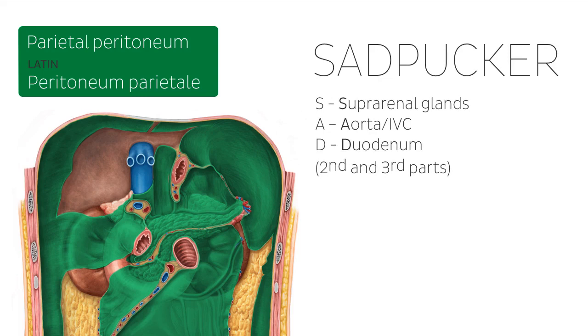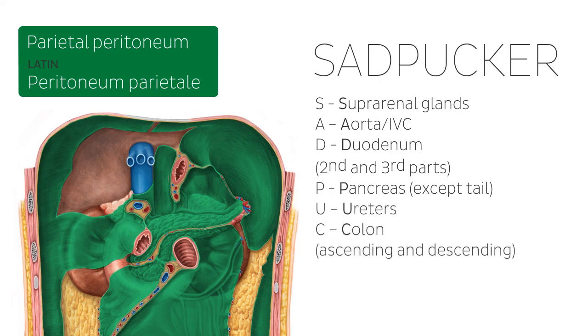It's important to note that only the second and third parts of the duodenum are retroperitoneal. P stands for pancreas, excluding the tail, U stands for the ureters, and C stands for the ascending and descending colon. K is for the kidneys, E for esophagus, and R for rectum.